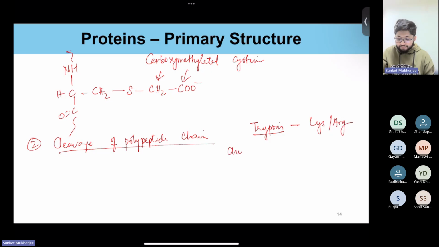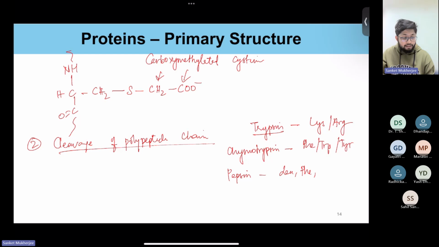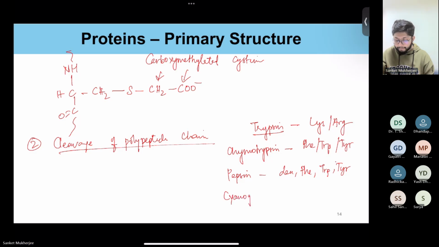Similarly, chymotrypsin cleaves after phenylalanine, tryptophan, and tyrosine. Then there is pepsin that cleaves after leucine, phenylalanine, tryptophan, and tyrosine. And then there is cyanogen bromide, which cleaves after methionine. So these are different reagents that have specific sequences where they cleave.